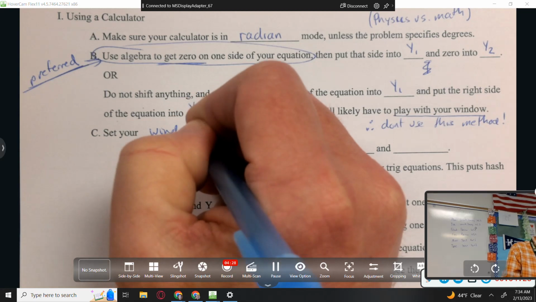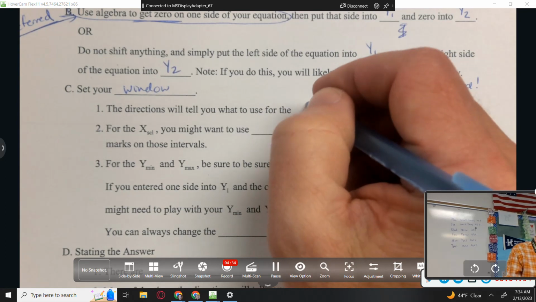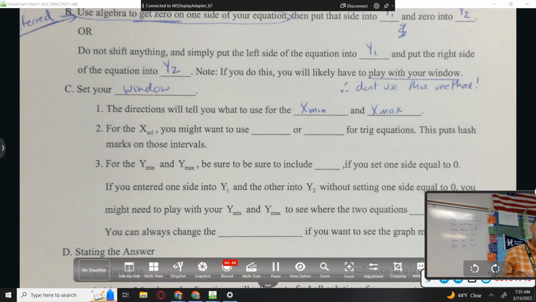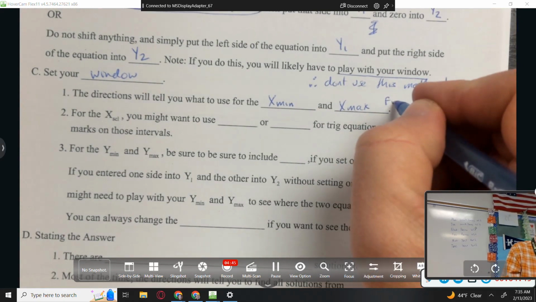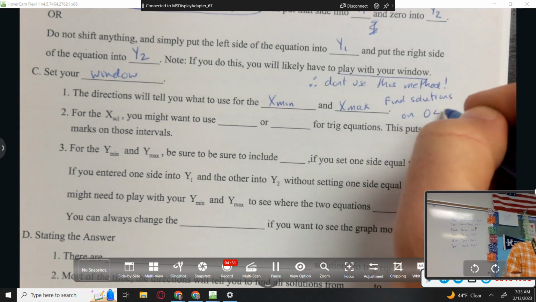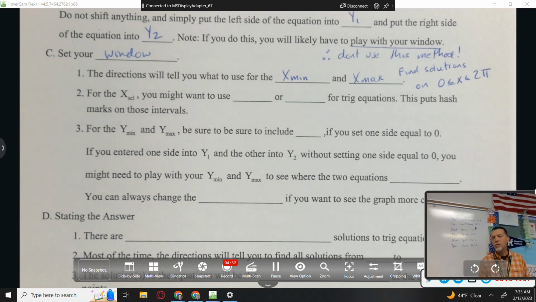All right, part C, set your window. The directions will tell you what to use for the x-min and x-max. It won't say x-min and x-max. It will say something like, find solutions on 0 to 2 pi. So that would be your hint that you only need to look from 0 to 2 pi. So x min is 0, x max is 2 pi. We'll just use some coded language in there. We won't come right out and say x min and x max.